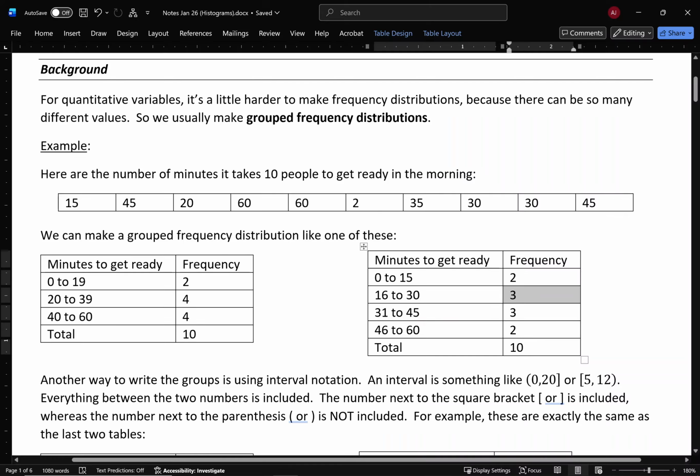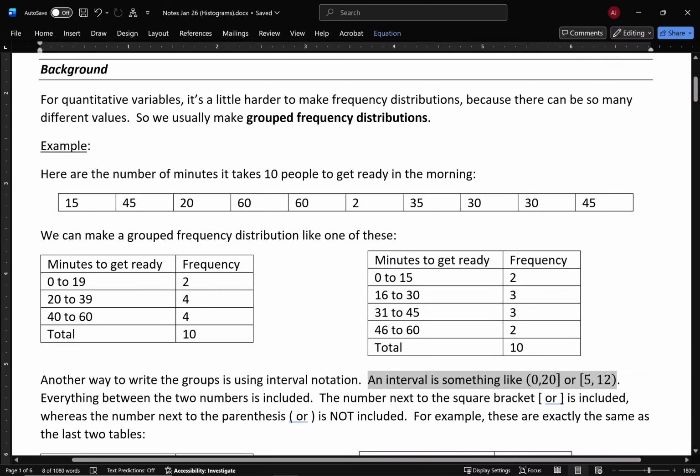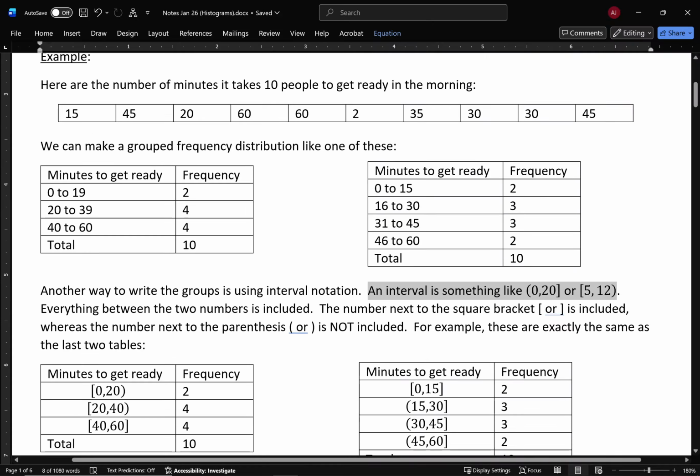Another way to write these groups, here I'm just using the word "to", and I'm sort of including, which implies in English that we're including the endpoints. Like in this group here, 0 to 19, we would include 0 and 19 in that category. But another way to write the groups or the bins or the intervals is using interval notation. So this notation, you might have seen it before if you took calculus or pre-calculus. You use parentheses or square brackets. So everything between the 2 numbers is included. Things that are strictly between them are included.